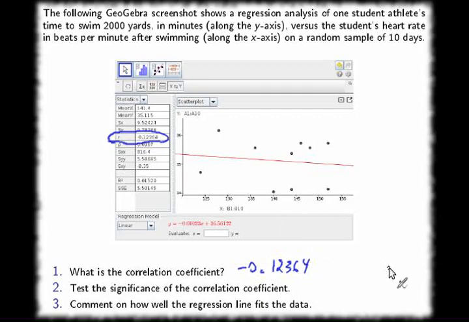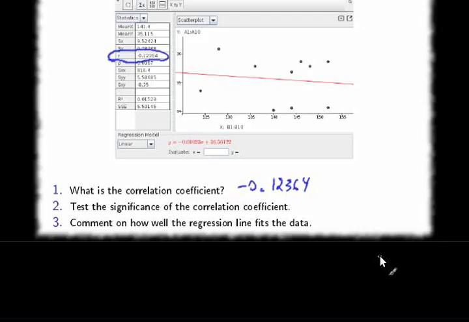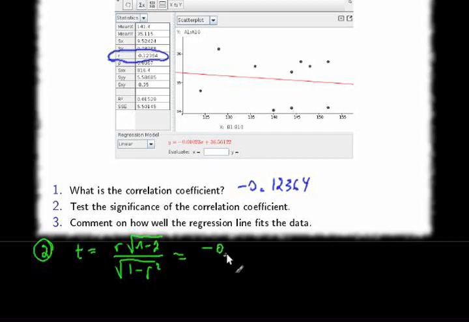Okay, to test the significance, we need to calculate the test statistic and then use the t-distribution to calculate a p-value. So we'll start with the test statistic, t, which is r times the square root of n minus 2 over the square root of 1 minus r squared. In this case, that means negative 0.12364 times the square root of n minus 2.